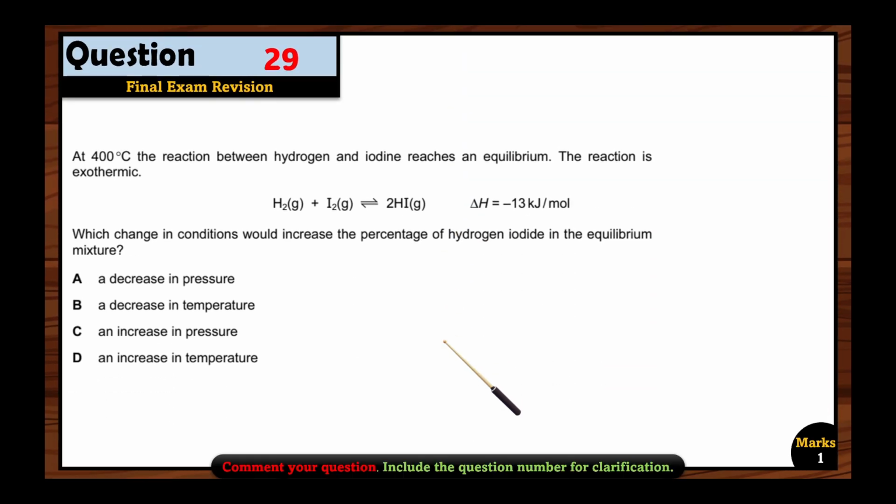Question 29. At 400 degrees Celsius, the reaction between hydrogen and iodine reaches an equilibrium. The reaction is exothermic, okay? Which change in the condition would increase the percentage of hydrogen iodide in the equilibrium mixture? So when the reaction is exothermic, it means you have to give low temperature, right? So can we see a decrease in temperature? Yes, a decrease in temperature is the right option. So option B is correct.